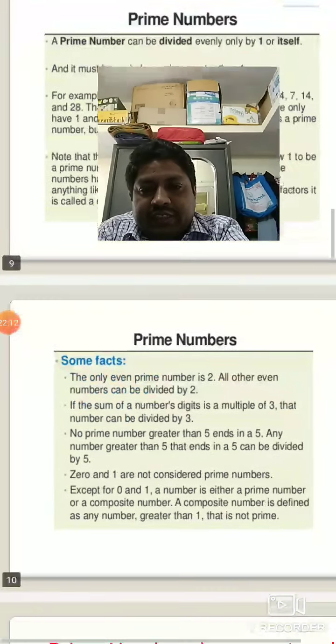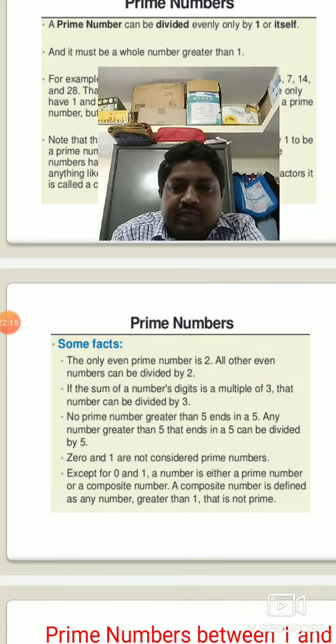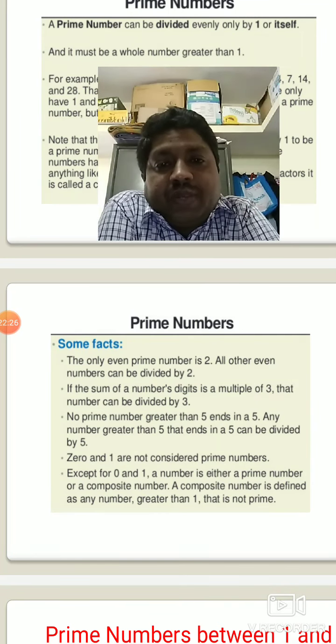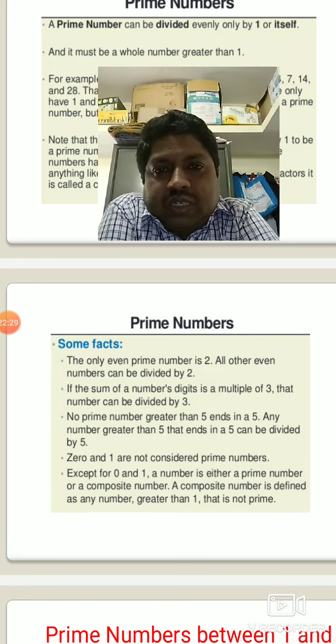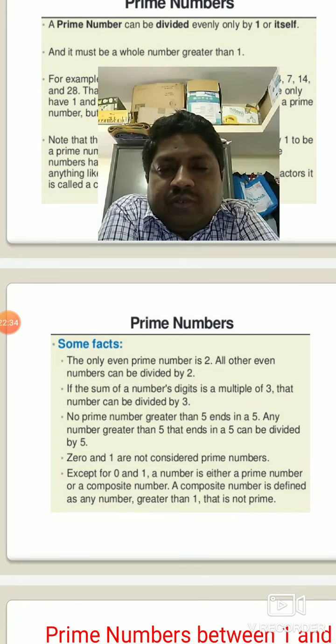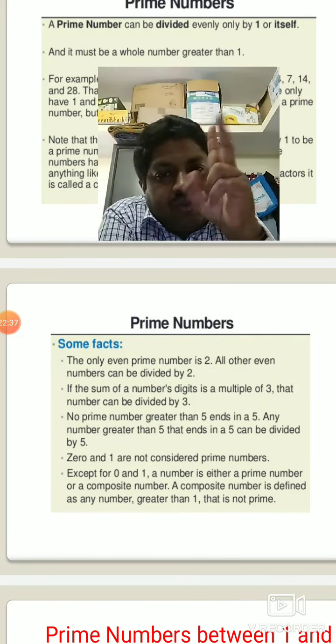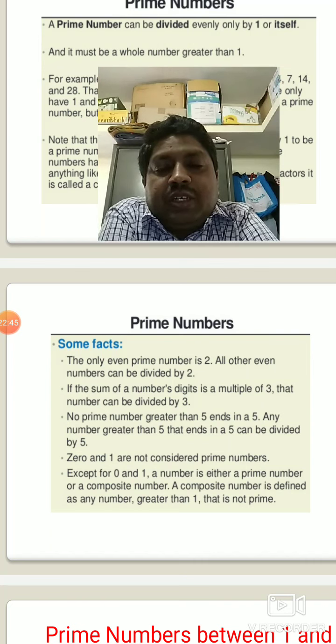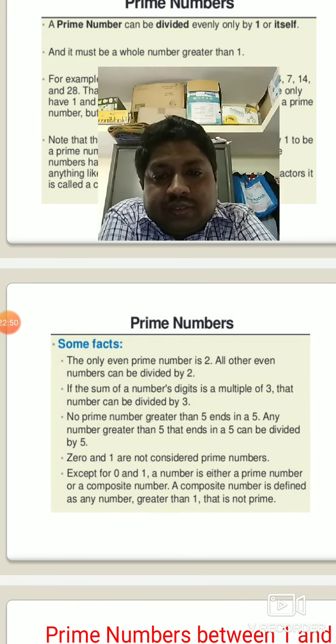Okay, let us move next. Some facts about prime numbers. The only even prime is 2, isn't it? Do you agree with this? Even prime means even number, and the only one is 2. You can check that in the series of prime numbers. You will get only 2. All other even numbers can be divided by 2. If the sum of the digits of a number is a multiple of 3, that number can be divided by 3. These things you have to learn.